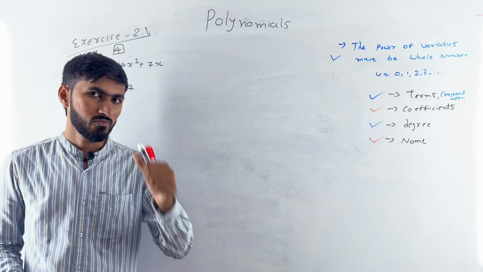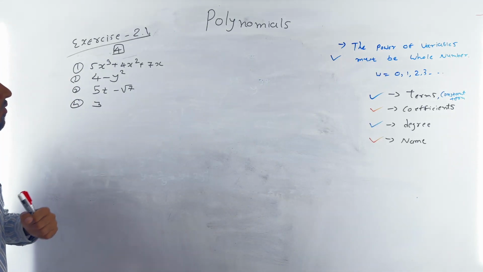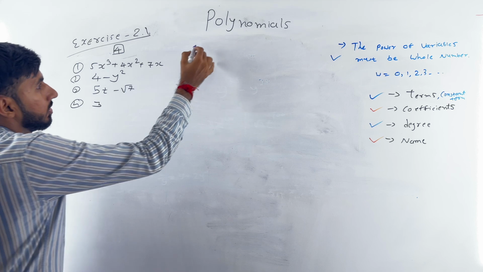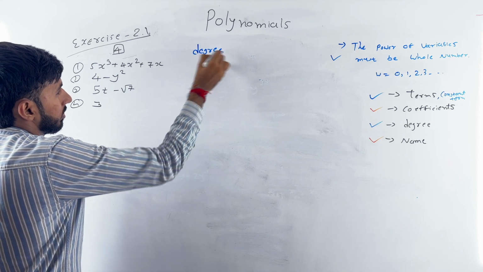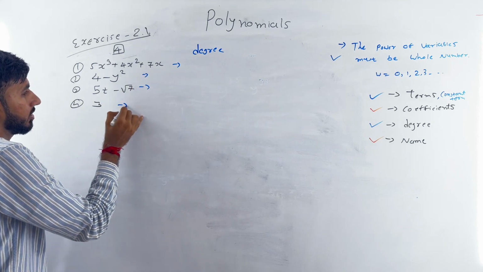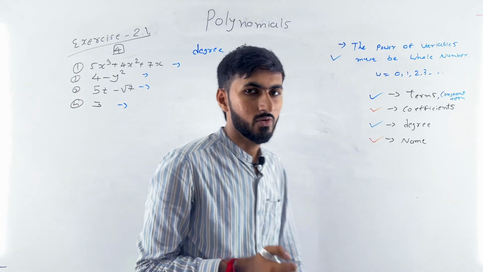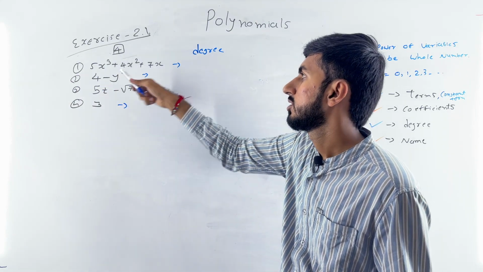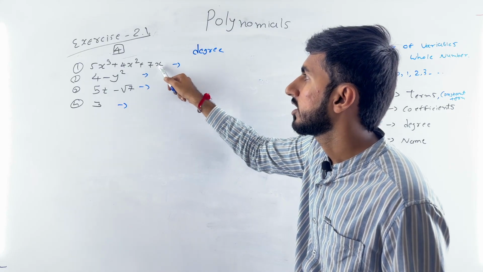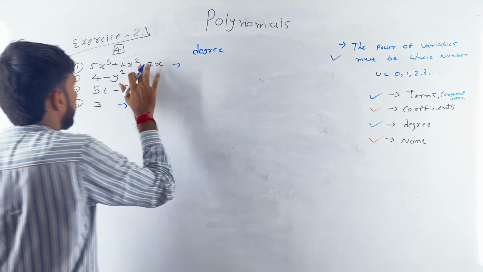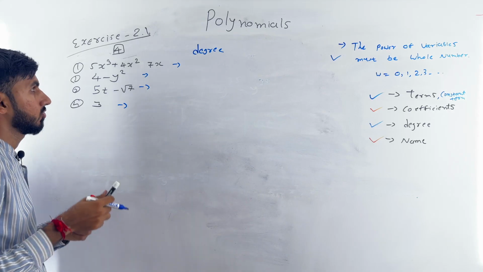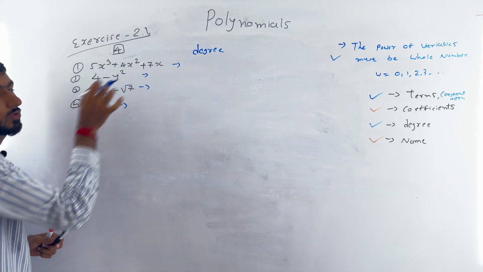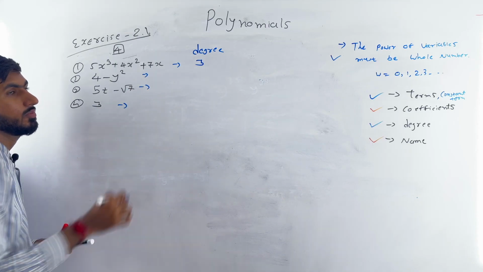Now here is our question number 4 for exercise number 2.1. I have to write the degree for all these polynomials. Very easy, right? To find the degree means to find the highest power of the variables. Now here I have power 3 for x, here I have power 2, and here I have power 1, right? This is a plus sign, don't be confused. So the maximum power for this polynomial is 3, so my degree will be 3.